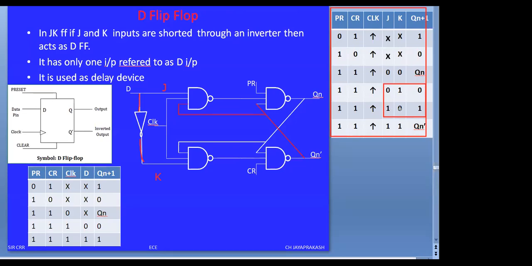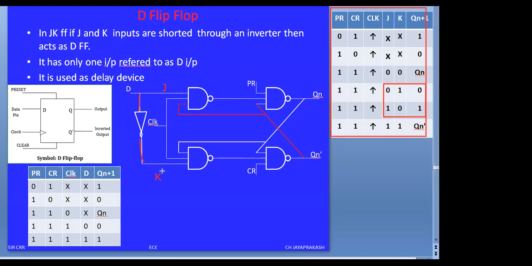In this flip-flop, we are checking only two conditions of J and K. J is connected to K through the inverter. Now, D kabatti, we have to connect D as 0 or 1. D ki 0 istunte emutundi, the 0 will be connected to J. The same 0 will be complemented through the inverter and connected to K. Similarly, if D equals 1, D is connected to J. The 1 will be inverted and connected to K.